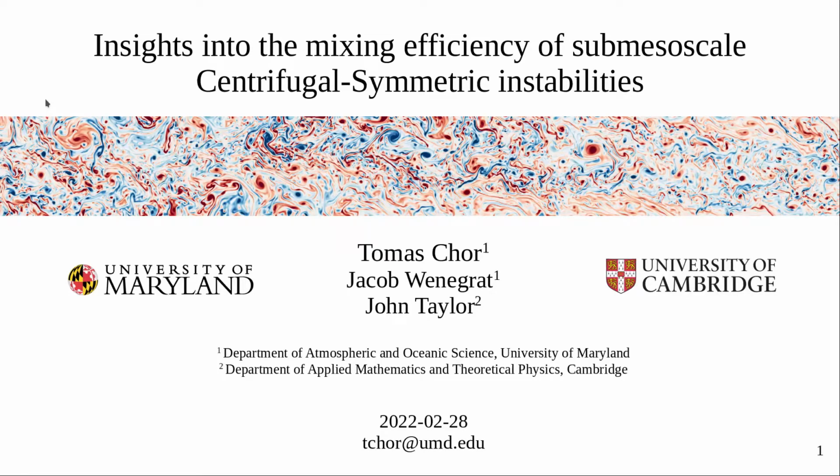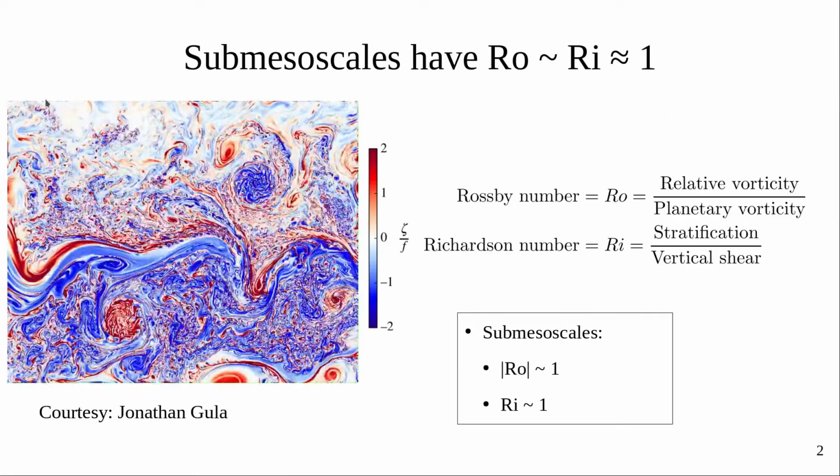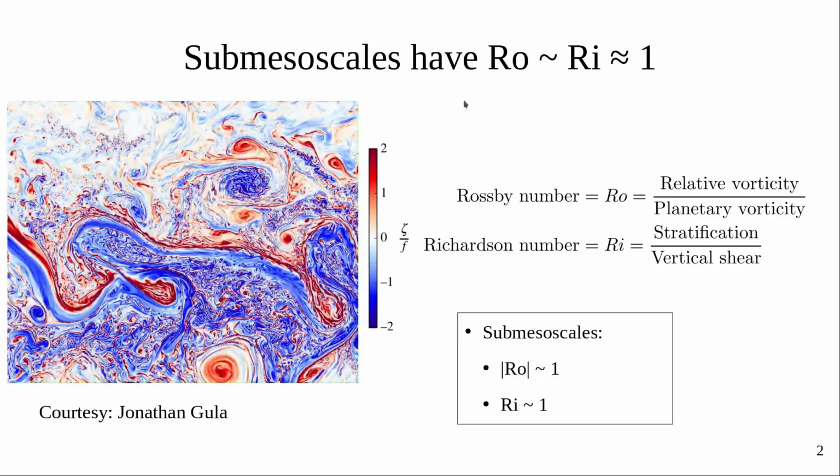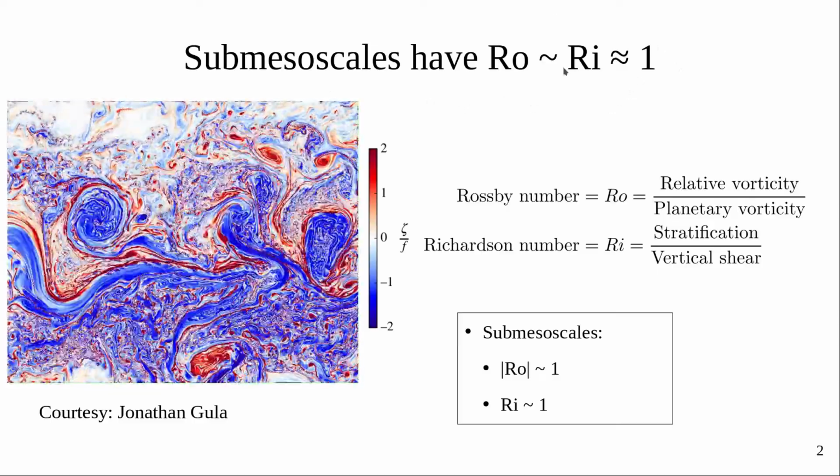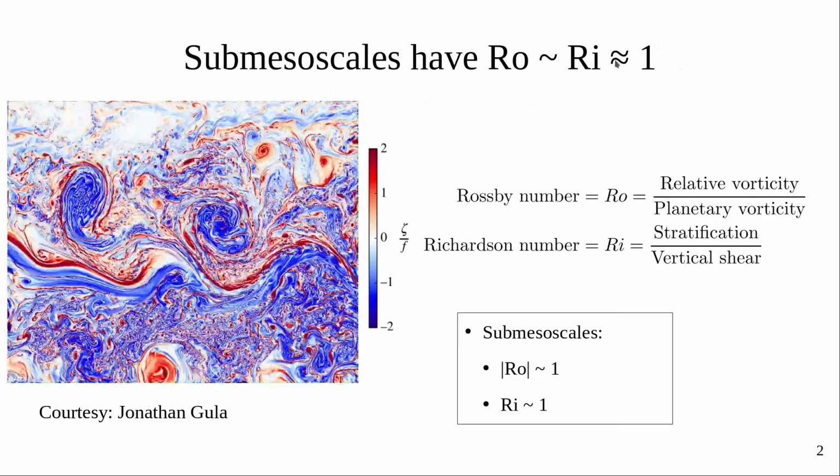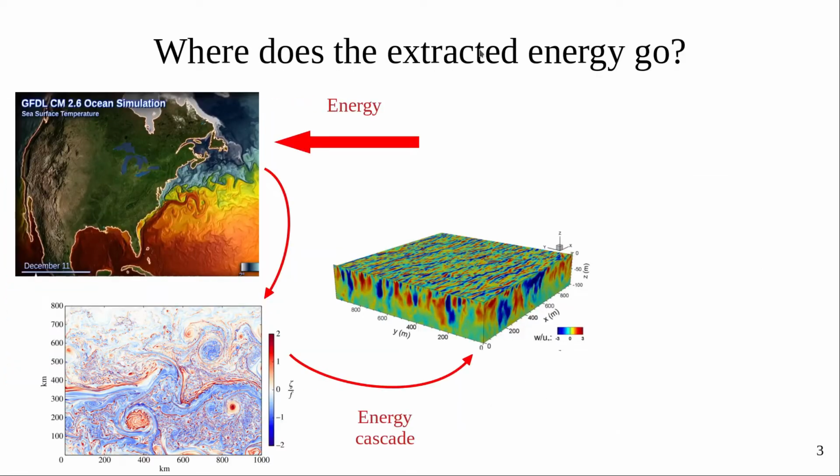Before we dive into the details of this presentation, I want to unpack what mixing efficiency of submesoscale centrifugal-symmetric instabilities means, because it's a mouthful. I want to start by defining submesoscales here, and I'm just defining them as flows that have Rossby and Richardson number relatively equal to 1. And submesoscales have been shown to be important for the global circulation and global dynamics.